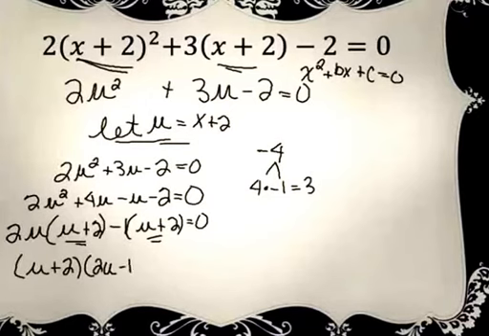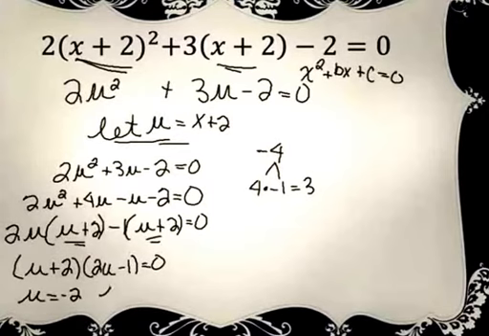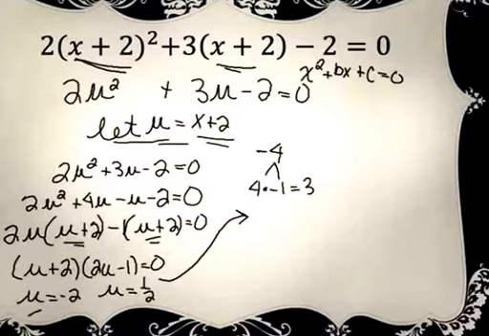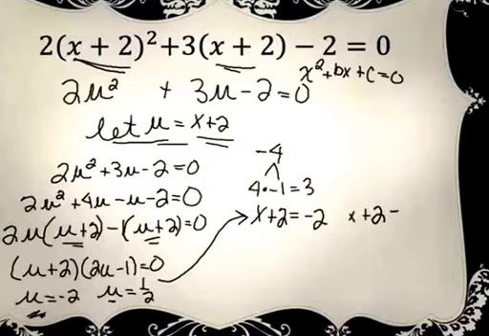Now some instructors want you to substitute back in here, but I'm going to solve it and then substitute. So here we're going to have u equals negative 2, and u equals 1/2. I'm going to draw an arrow here up. So we know that u is x plus 2. So instead of writing u, I'm going to write x plus 2. So we have x plus 2 equals negative 2. And then for this guy, we'll have x plus 2 equals 1/2.